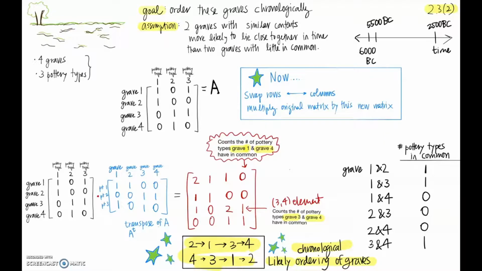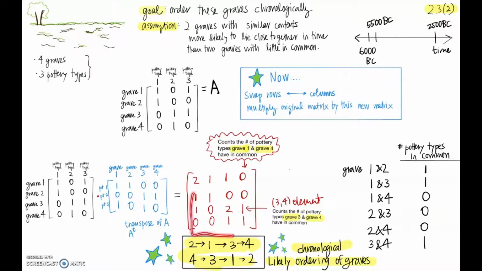Before we leave this example, I want to talk about these diagonal elements. What do they represent? Well, it's what grave 1 has in common with grave 1. It has 2 pottery types in grave 1, so it has 2 pottery types in common with itself. This represents grave 2, how many pottery types are in there. This will represent grave 3, how many pottery types are in there. There are 2, we saw that from this matrix. And grave 4, there was only 1 pottery type in there. So these diagonal elements are counting the number of pottery types in each grave.